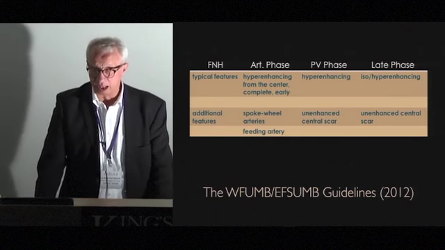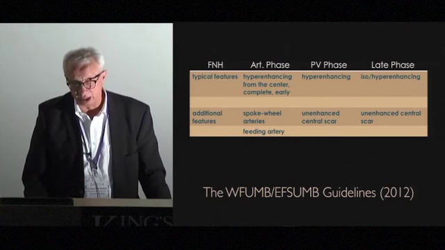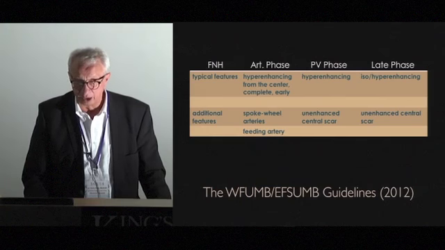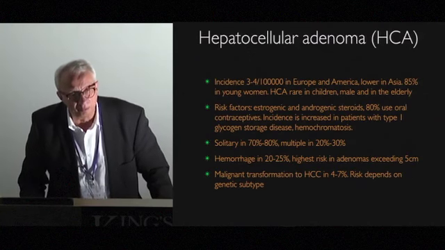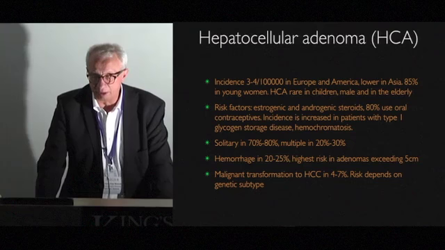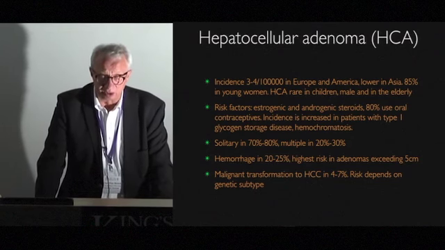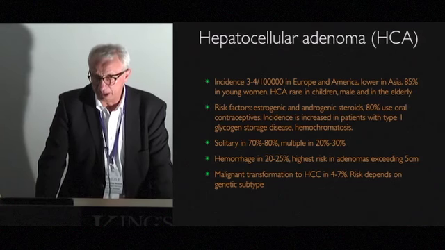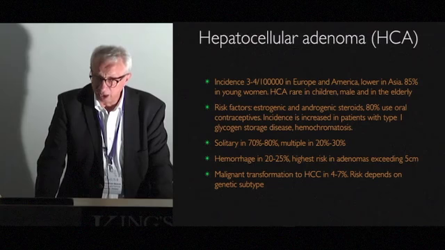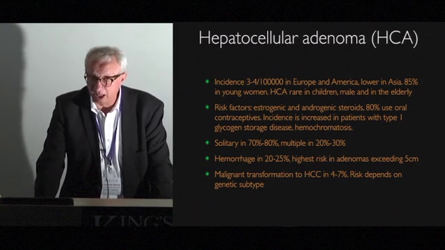And these are the EFSUMB guidelines, and David already mentioned the typical features of an FNH in his talk. Now we come to the most challenging part of the talk. These are the hepatocellular adenomas. There's a low incidence, 3 to 4 in 100,000 people in Europe and America. It's lower in Asia, and 85% are young women. HCA is rare in children, males and in the elderly.